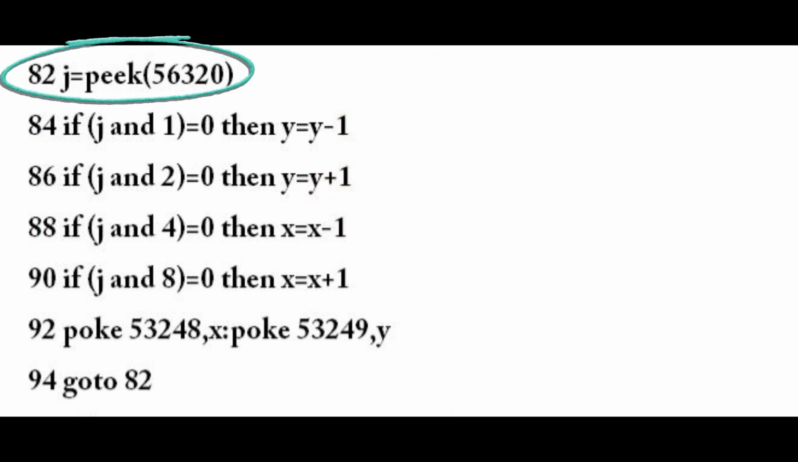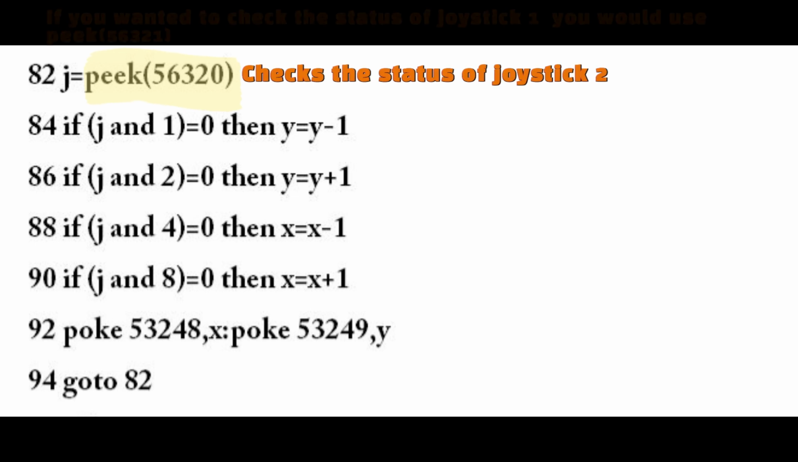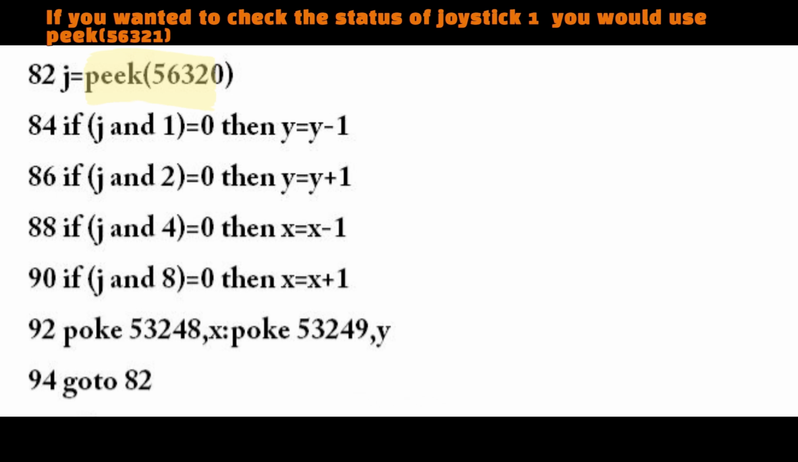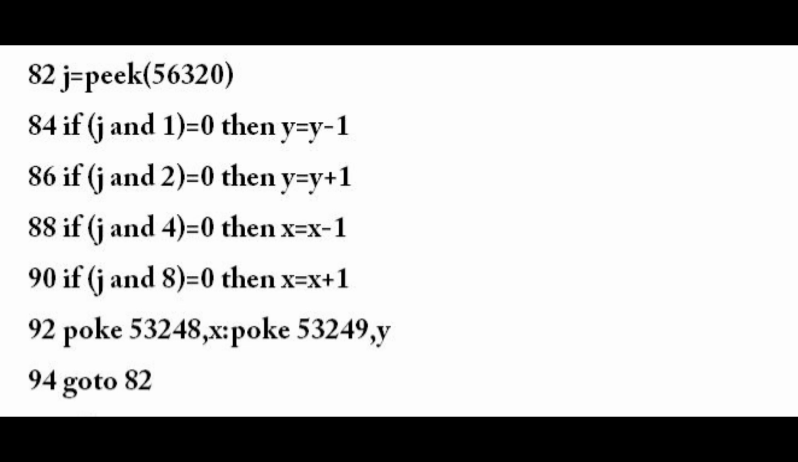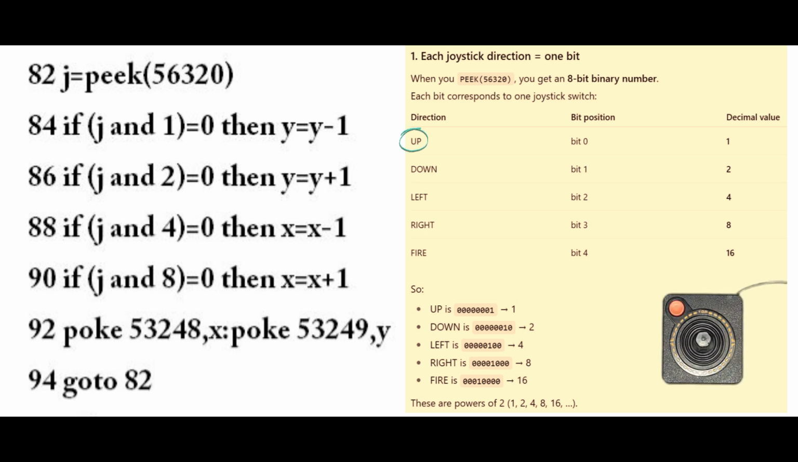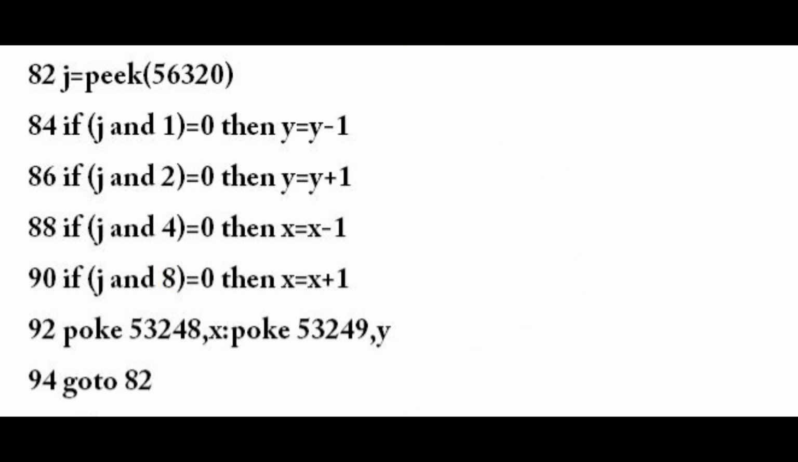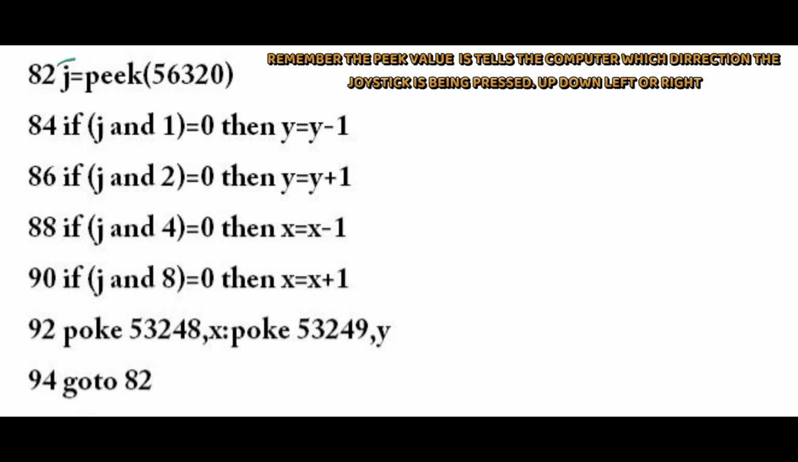the joystick. Line 82 reads J equals PEEK(56320). This PEEK command checks the status of joystick 2. If we were checking joystick 1, the PEEK command would be 56321. Now I could talk about binary all day long and confuse you, so I'm just going to pull up a chart here. For our purposes, when the joystick is up, it's 1, down 2, left 4, right 8, and the fire button is 16. For now, that's all we need. Every time my program goes through this loop, it refreshes our PEEK value, which refreshes the value for J.